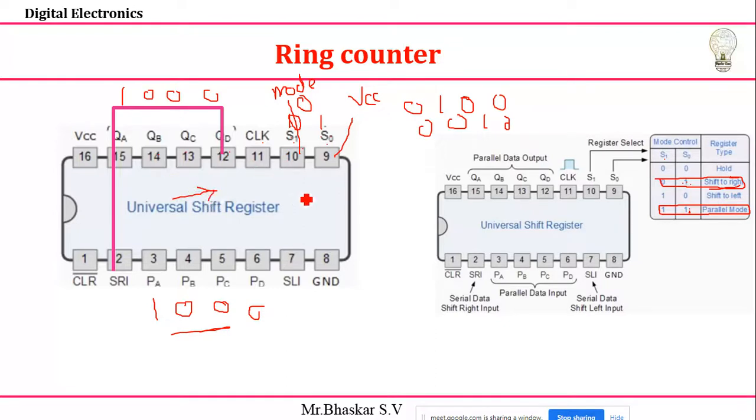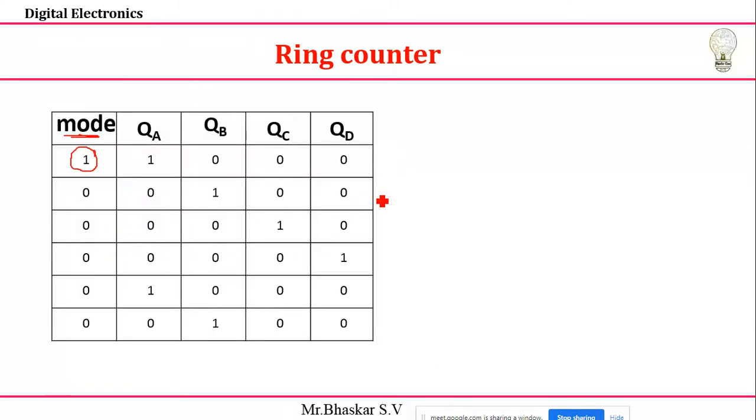So I want to write the circuit diagram for the ring counter, because this is a universal shift register. How to write the circuit diagram? Carefully see, this is the truth table I am getting. If my mode value is 1, I want to load the value 1000, and if I make my mode value 0, in the remaining cases it starts shifting to the right side.